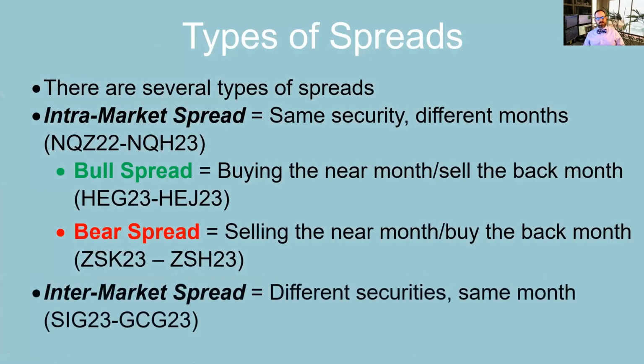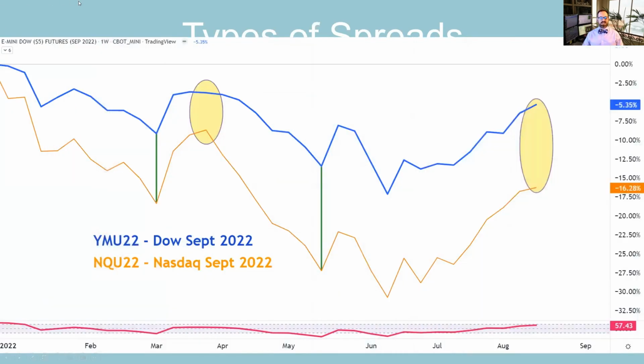So the next type of spread is what's called an inter-market spread, meaning different securities. They have to be somewhat related. You can't just pick two random securities. And by the way, it says same month. We actually don't always have to use the same month. Okay, so we have gold versus silver, or in this case, I'm sorry, I put it as silver versus gold for February of 2023. So we're looking at related securities that normally move together, but don't always at the exact same time. And we take advantage of that mispricing.